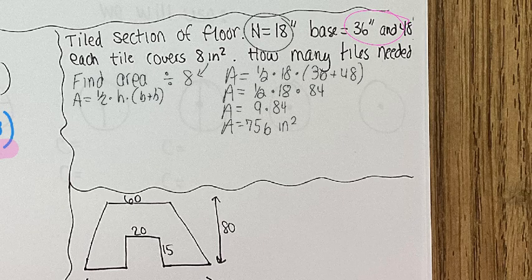All right, I ended up with 756 inches squared. I did 1/2 times 18 times 36 plus 48. 30 and 40 is 70, and 14 more, I got 84. I decided to cut the 18 in half. I could have cut the 84 in half, but I liked cutting the 18 in half because it was just a single digit. So that was my thought process. Then I multiplied these together, and I got 756.